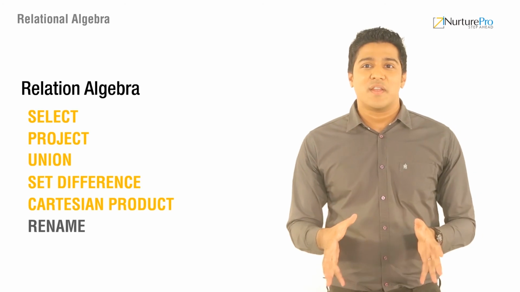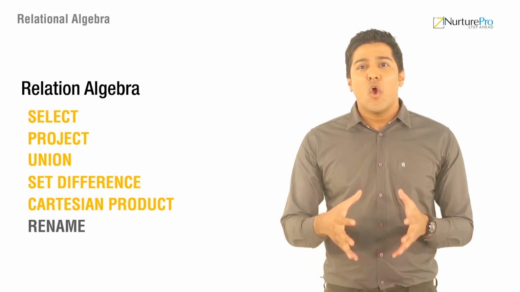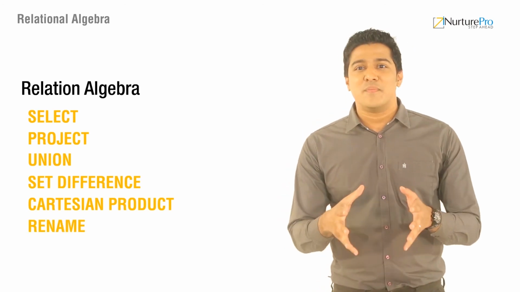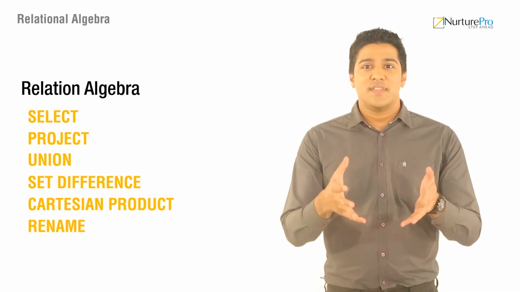A Cartesian product will combine the information of two different relations into one. The rename operation allows us to rename the output relation.